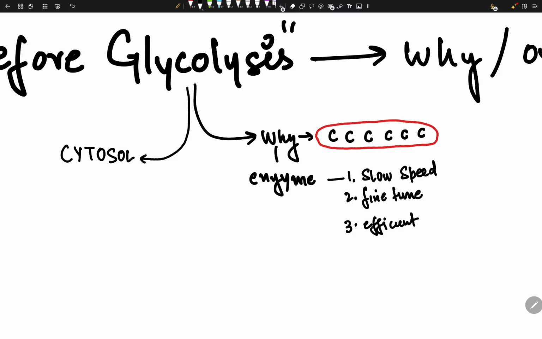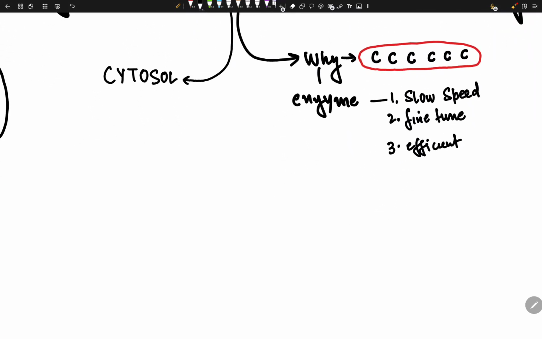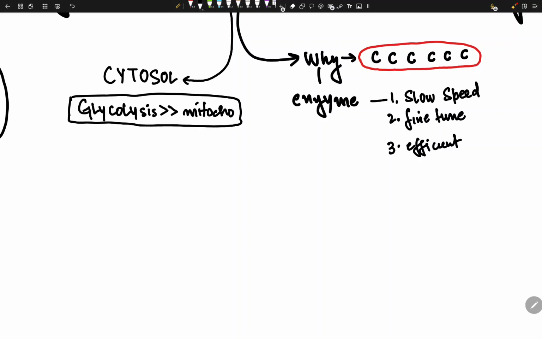Now, why? Because glycolysis is one of the oldest metabolic pathways. It is older than mitochondria. Glycolysis is older than the mitochondrial pathway. What do I mean by this? What exactly is it I'm saying?